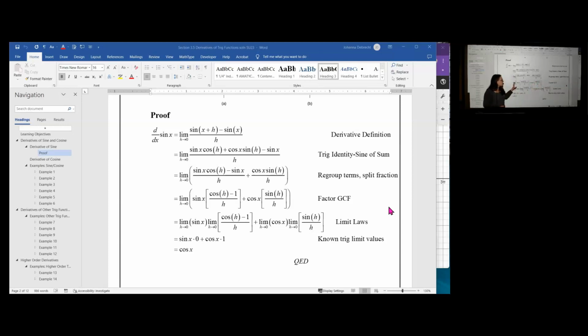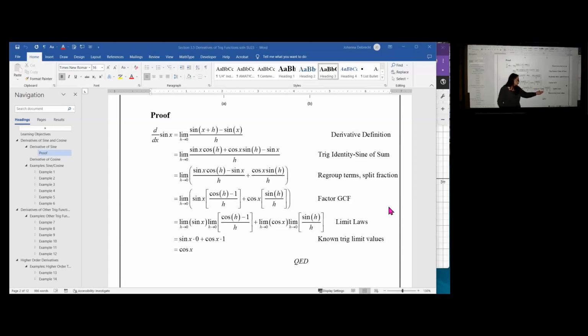Now what we do is we apply the rules for the limit laws. The limit of a sum is the sum of the limits. Limit of a product is the product of the limits. This lets us split it into 4 different limits. The limit as h goes to 0 of sine x is just sine x because there's no h to substitute. However, it is multiplied by the limit of cosine h minus 1 divided by h, which approaches 0. Sine x times 0 is going to be 0.